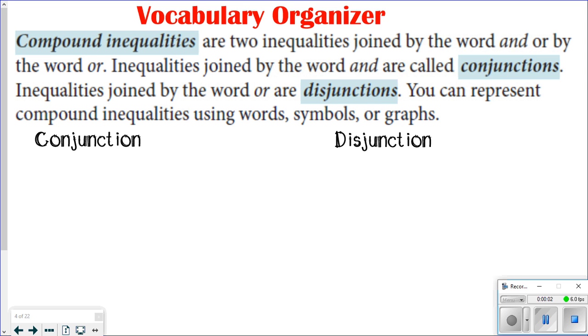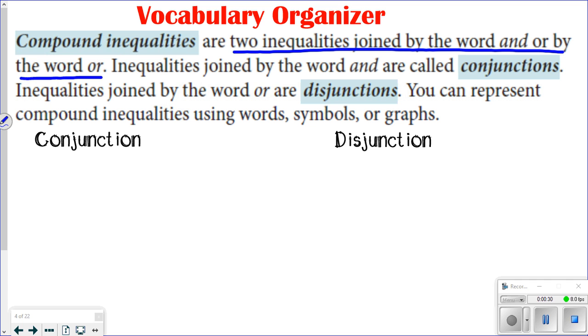We are starting lesson 3.3, which is another type of inequalities, and it's called compound inequalities. So a compound inequality is two inequalities joined by the word and or by the word or. So we're going to have two inequality symbols this time.